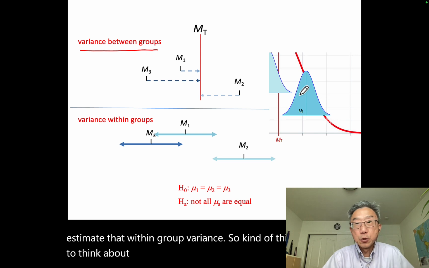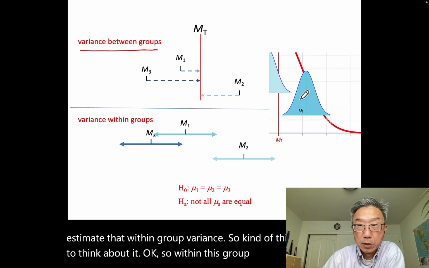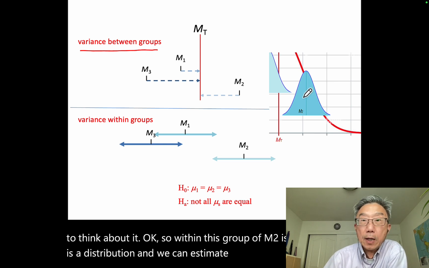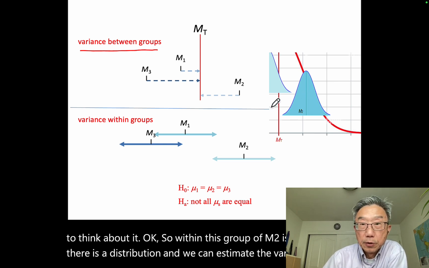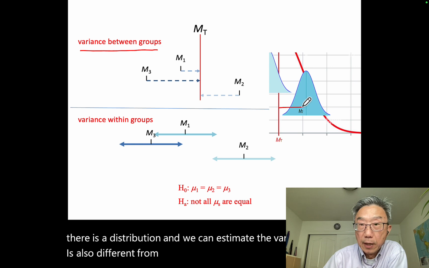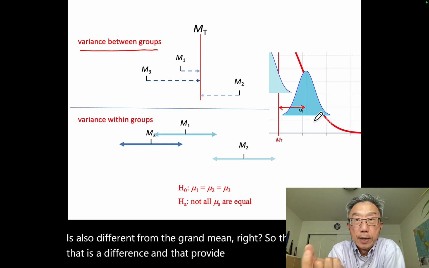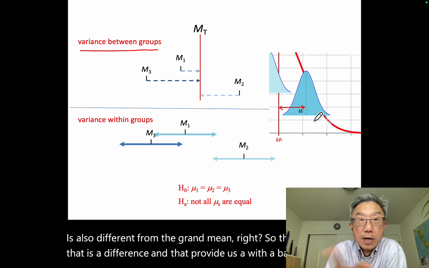Okay, so within this group of M2, which is sample number 2, there's a distribution, and we can estimate the variability. Now, M2 is also different from the grand mean, right? So that is a distance, that is a difference. And that provides us with a basis to estimate variance between groups.